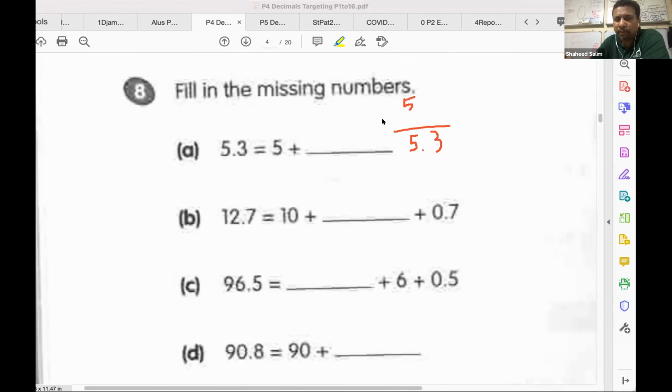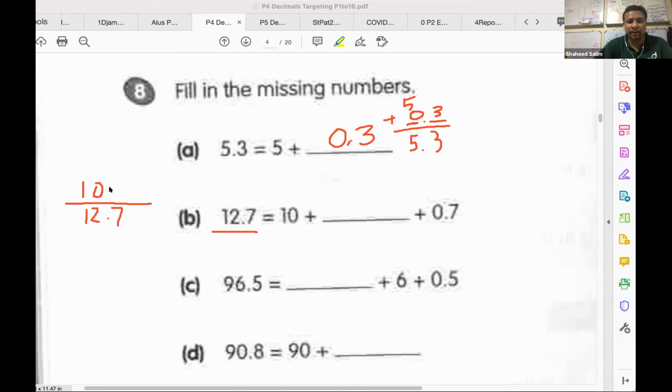5 plus what equals 5 plus 3? That's what it means. 5 plus 0, because if you add anything, it becomes a bigger number. 5 plus 0 is 5. So what must be 3? Oh, the answer is 0.3. Can you see how we do it? That's how you do it. So you write this at the bottom down here. Then you put the line like that. Then you can put 10 down here, and the next one is 0.7. So you add now.